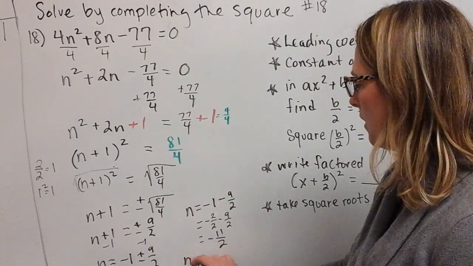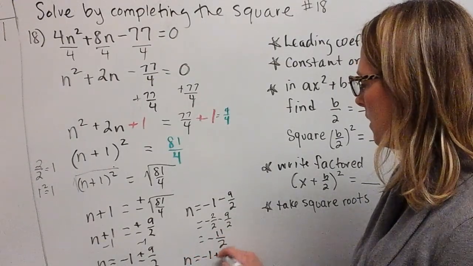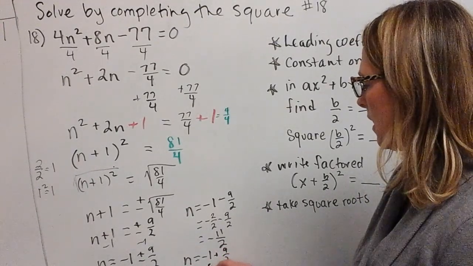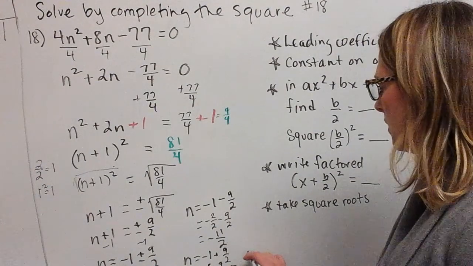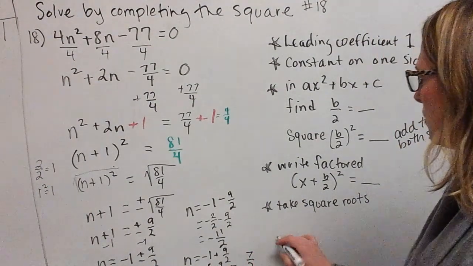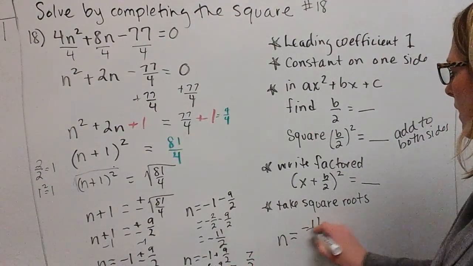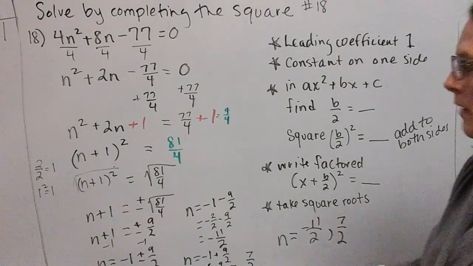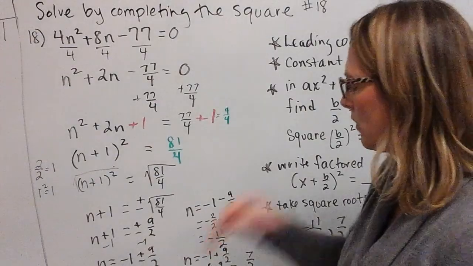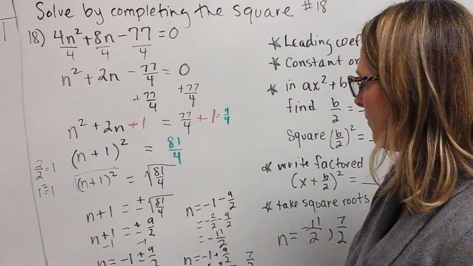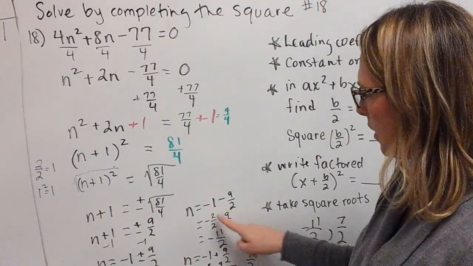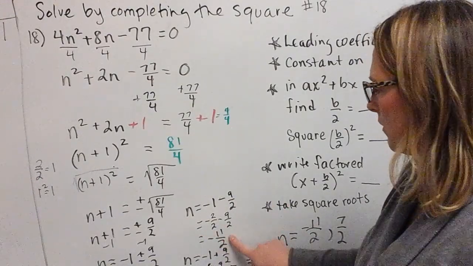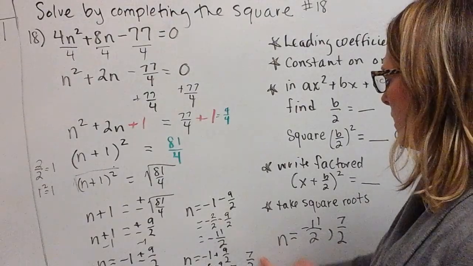And I could do n equals negative 1 plus 9 halves. So again, negative 2 over 2 plus 9 halves. And that would equal 7 halves. So my two solutions are n equals negative 11 halves or 7 halves. So when you have a plus or minus, especially if you have no radical left over, you want to write it as two equations so that you can figure out what your answer simplifies to. So n equals negative 11 halves and n equals 7 halves.